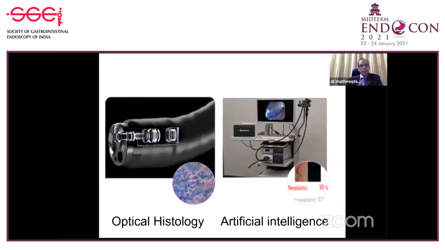So coming to my last aspect, that is, once you have got an optical histology, if there is added artificial intelligence, then it becomes easy for you to give a diagnosis. So the combination of these two: endocytoscopy and artificial intelligence. Next slide.